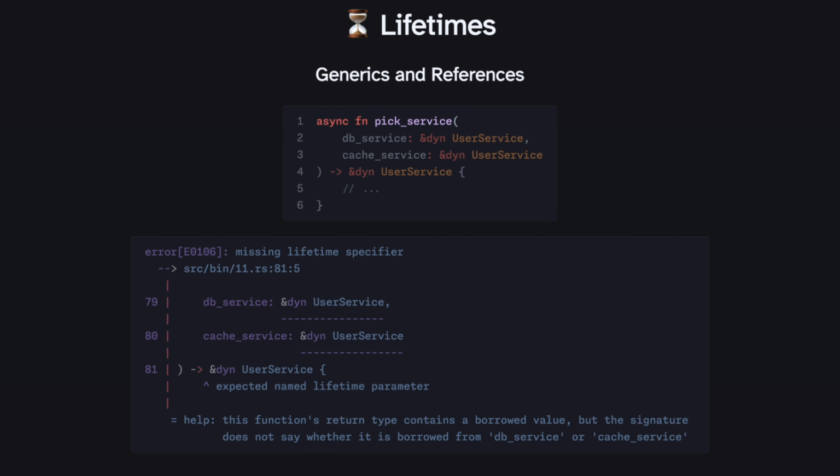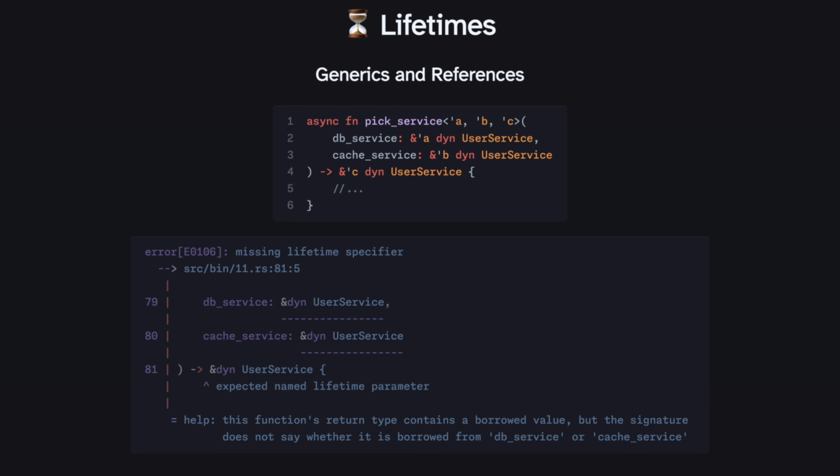The first approach we can explore is to define three separate generic lifetime annotations. We'll assign tick A to dbService, tick B to cacheService, and tick C to the returned reference. This is basically saying that these three references will have lifetimes that are completely unrelated to each other. But we know that cannot be true, because the value we return must be either dbService or cacheService. The output lifetime must be tied to the input somehow, so we need to define that relationship.